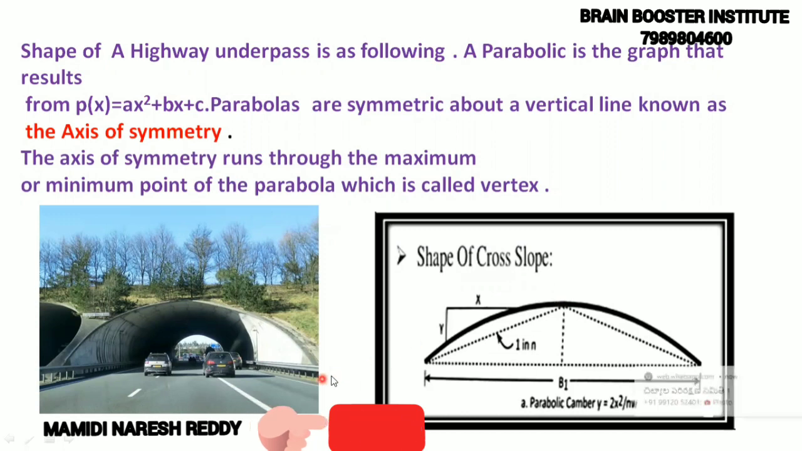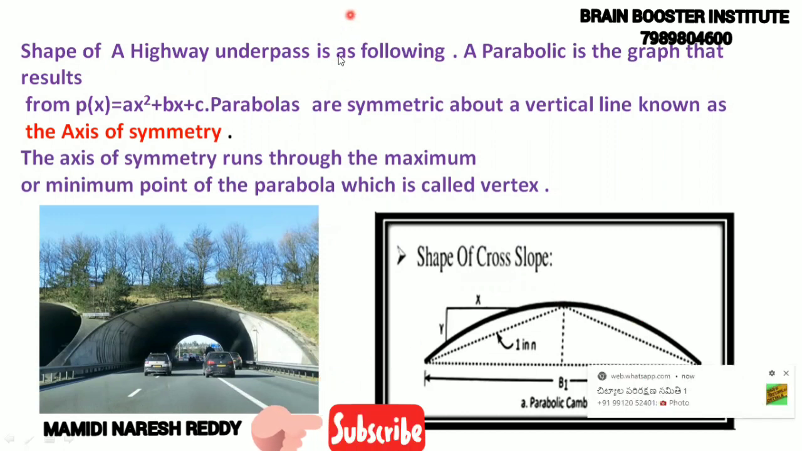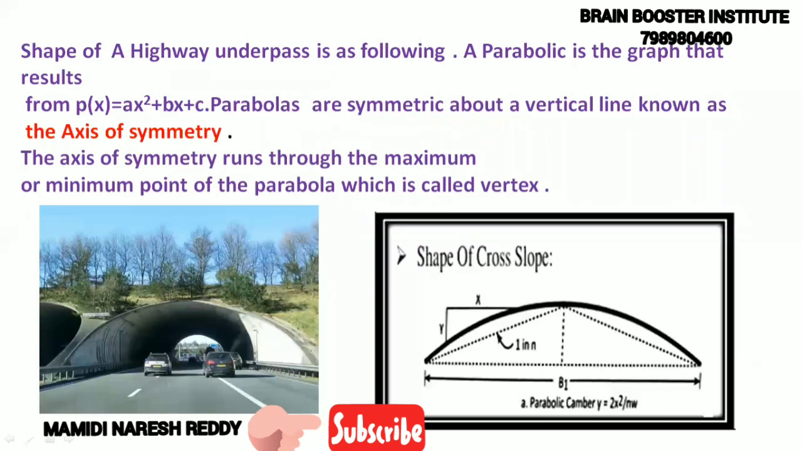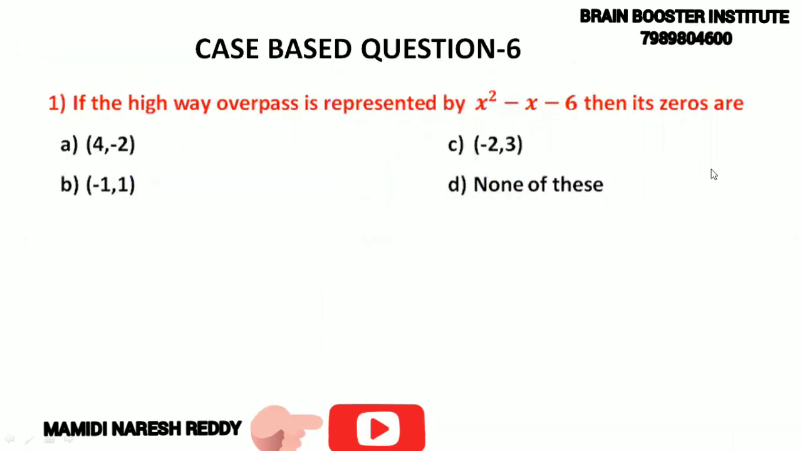Now let's see how they ask questions using this. It's a most important question, my dear friends. We can expect it in the board examination, term one examination. Now let's see what questions can be framed using this information. The first question is: if the highway overpass is represented by x square minus x minus 6, then its zeros are.